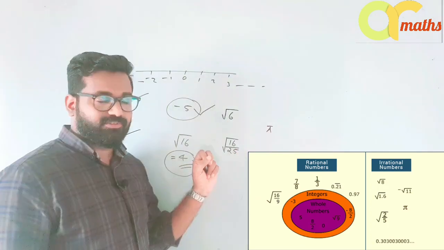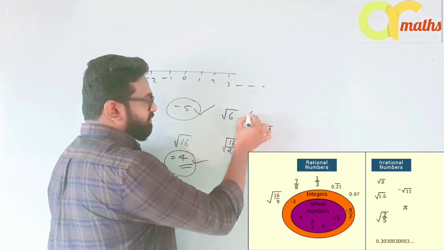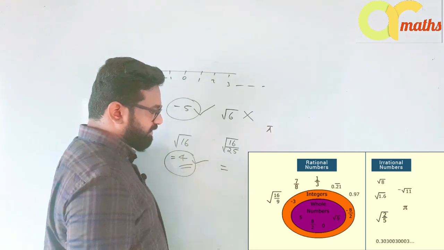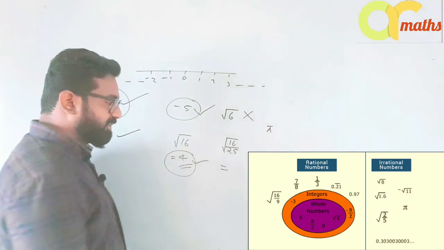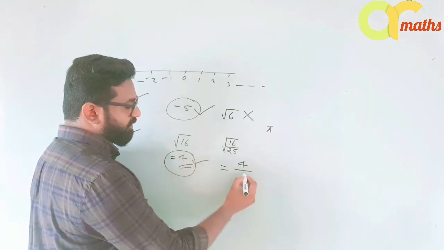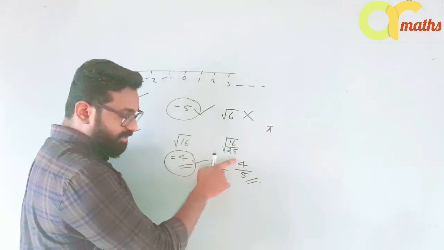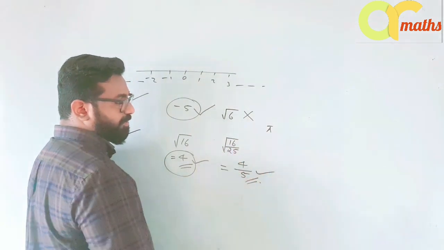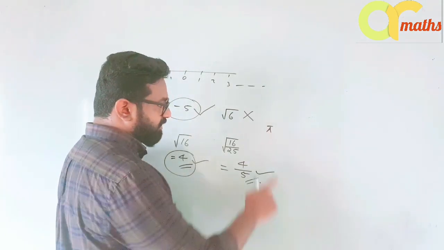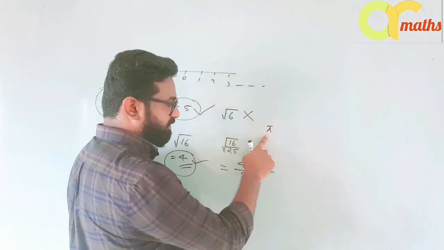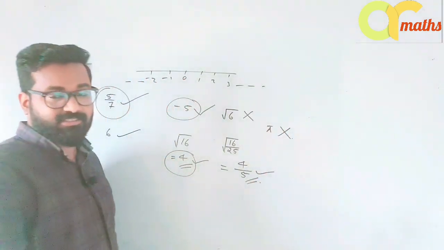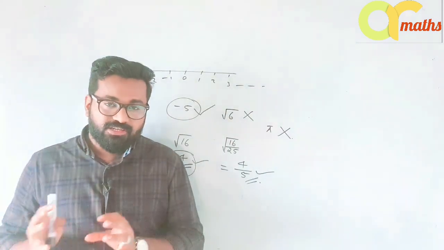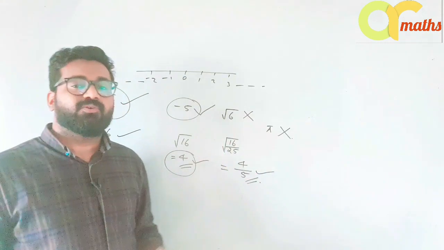What about root 6? There is no exact value. So, root 6 is not a rational number. What about root 16 divided by root 25? We know root 16 is 4, divided by root 25, which is 5. So, it is in the form of 4 by 5, p by q, which is a rational number. What about pi? Pi is not a rational number because the value of pi is 3.14 something. So, it is not a rational number. Clear? What is a rational number? A rational number is in the form of p by q, which involves integers and whole numbers.